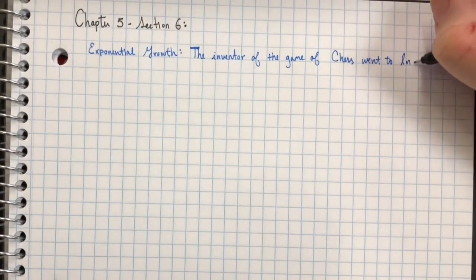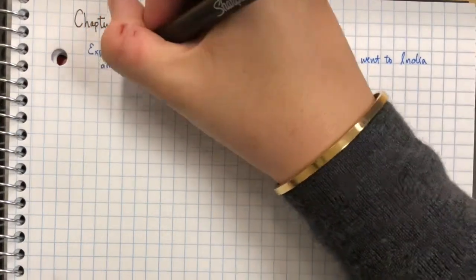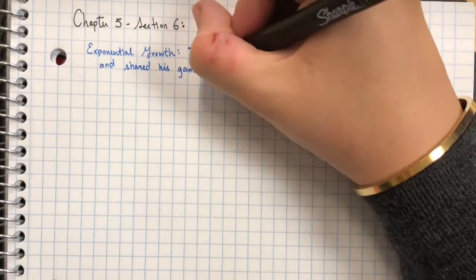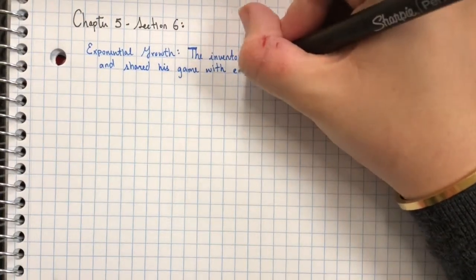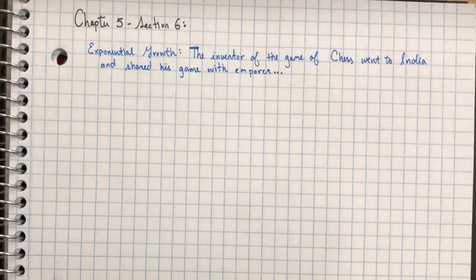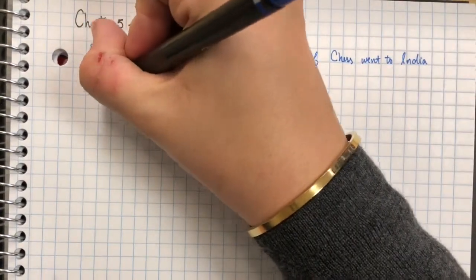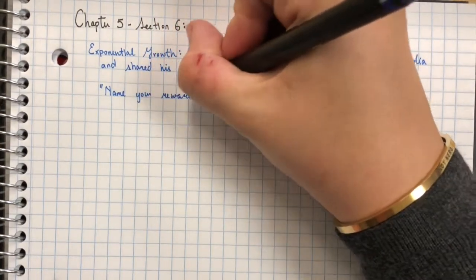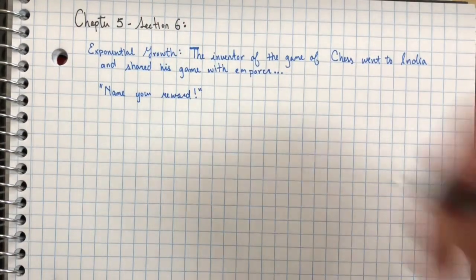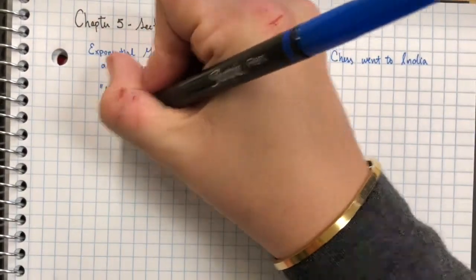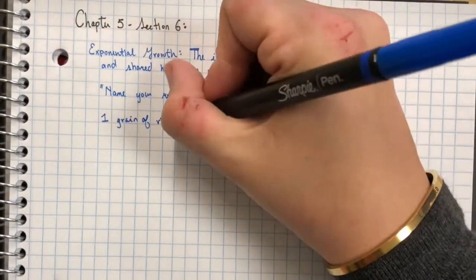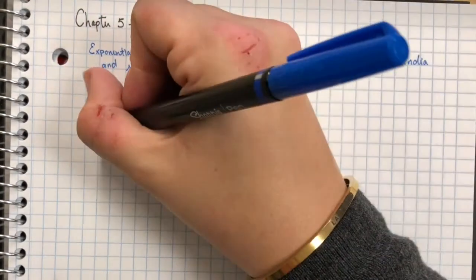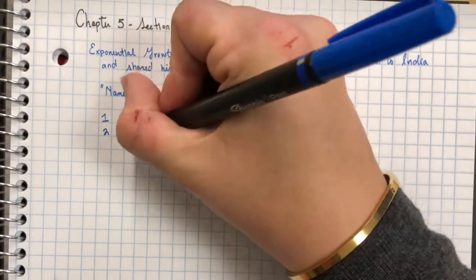So the first example we're going to look at says the inventor of the game of chess went to India and he shared his game with their emperor. And basically the emperor said, wow, this game is so cool. I've never done this before. And as a reward for coming up with this very intellectual activity, what would you like as your reward? So he says, name your reward.